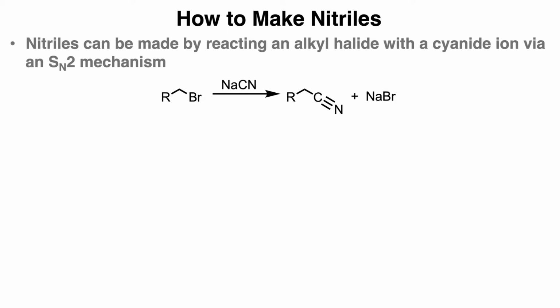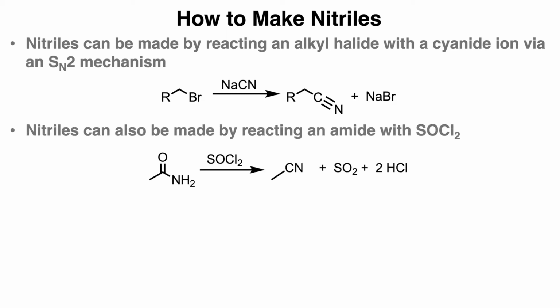Nitriles can be made by reacting an alkyl halide with NaCN via an SN2 mechanism. Nitriles can also be made by reacting an amide with SOCl2. The mechanism starts with one of the lone pairs on nitrogen forming a new pi bond, while the carbonyl pi bond acts as a nucleophile to attack the sulfur atom of SOCl2.